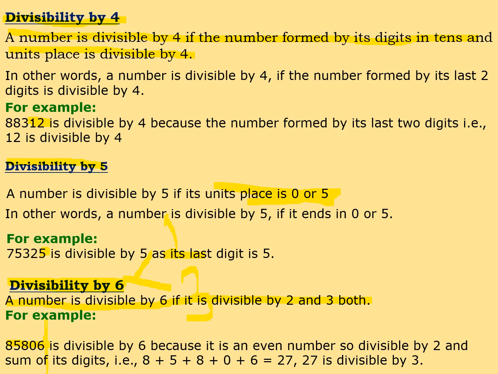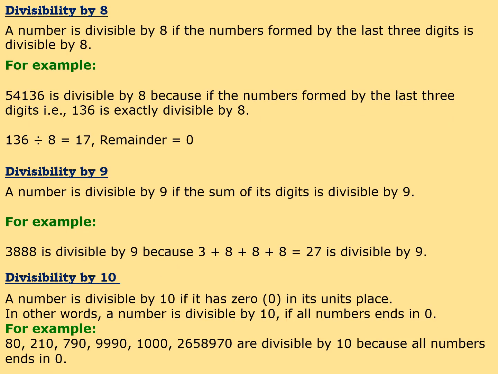Now let us see whether it is divisible by 3 or not. We will add all the digits. 8 plus 5 plus 8 plus 0 plus 6, that is 27, and 27 is divisible by 3. So I will say yes, my number is divisible by 6.